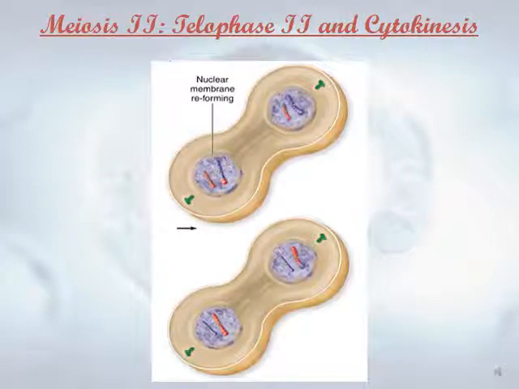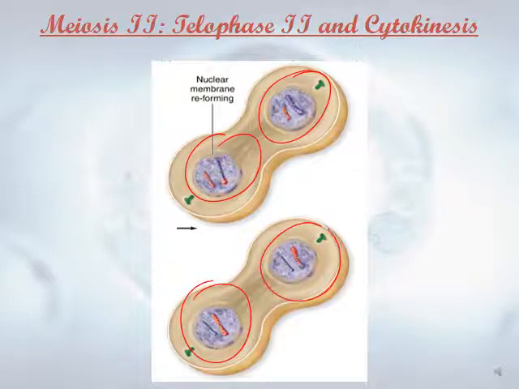The chromosomes form two groups at the opposite poles of the cell. Here we have 1, 2, 3, 4. So these chromosomes will decondense back into what? Into the chromatin.